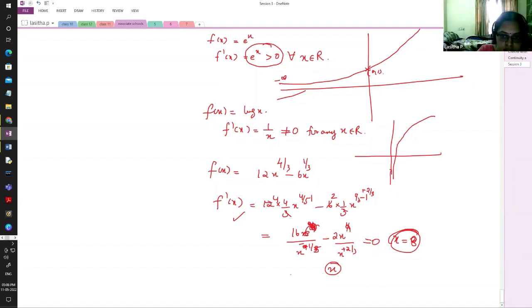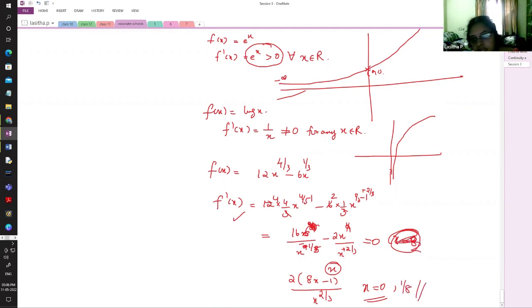So on simplifying, we get this as 2 into 8x minus, I'm just writing it for the time being, 2 by 3. In this way, you will get it if you express this one. So when x is equal to 0, this is not existing. F dash x does not exist here. That point is to be taken; sometimes children will miss that one. So here also, I think x is equal to 1 by 8 and 0 are the two critical numbers we will get. So that point we have to mention.